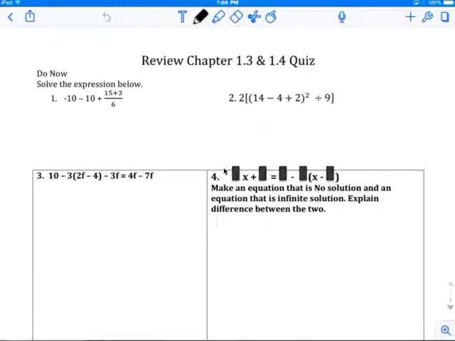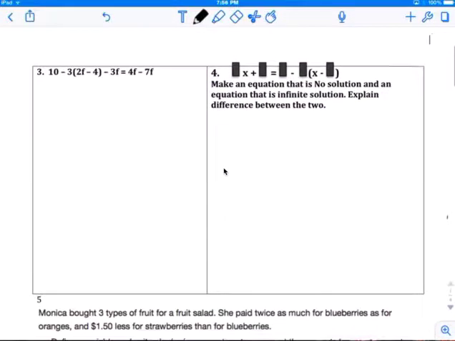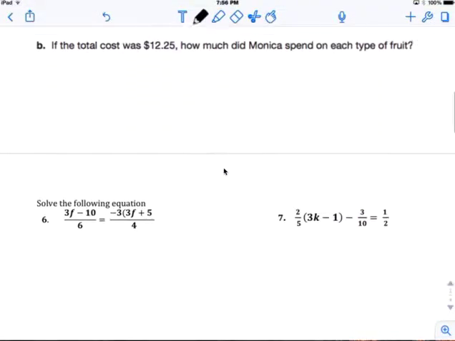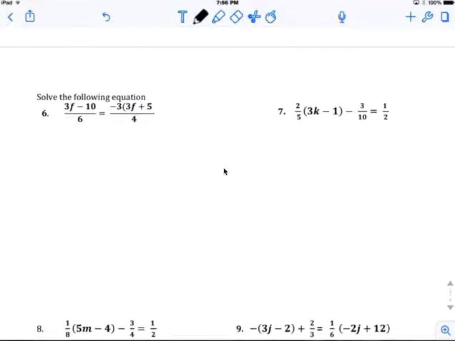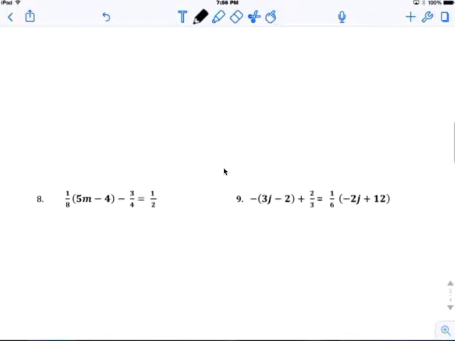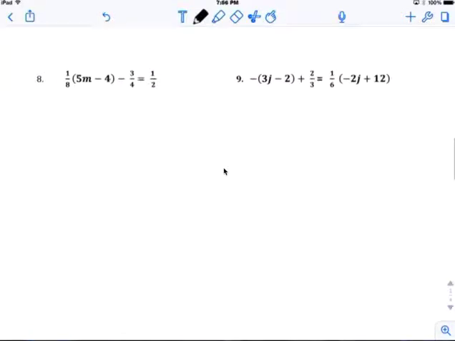This is your homework. We did these in class. 3, 4, 5 will be on your test. Not 6. 7 will be on your test. 8, make sure you know those. Possibly 9, something like this.